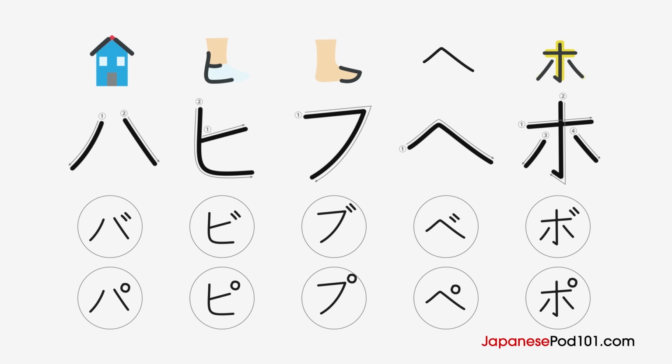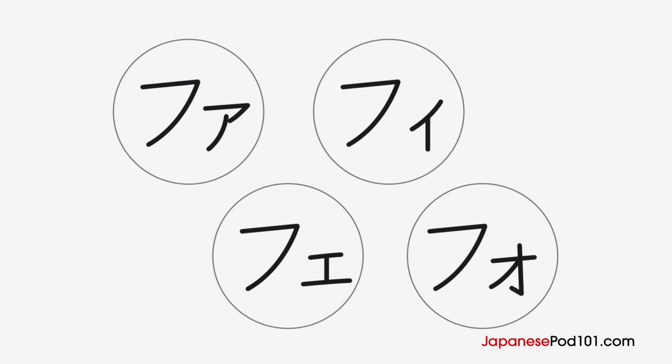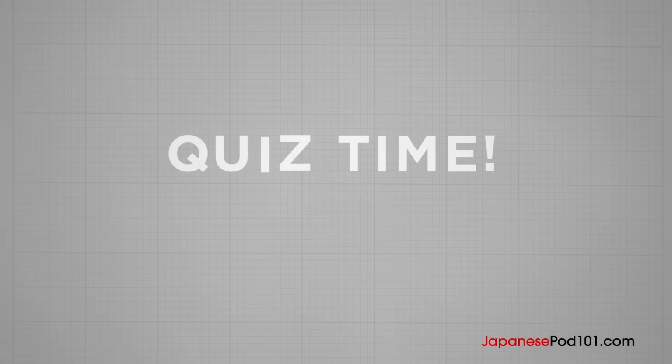Let's see all the characters again. Ha, ba, pa, hi, bi, pi, fu, bu, pu, he, be, pe, ho, bo, po. And the new digraphs, fa, fi, fe, and fo. Now, let's review what you've learned. I'll show you a character or a word and give you time to say them. Ready?